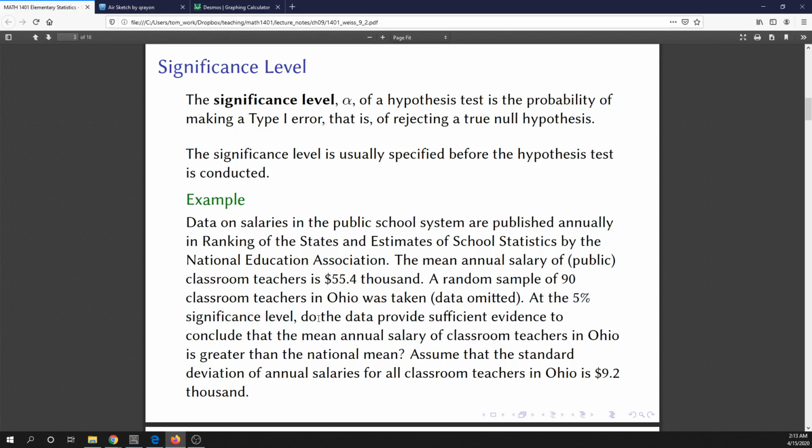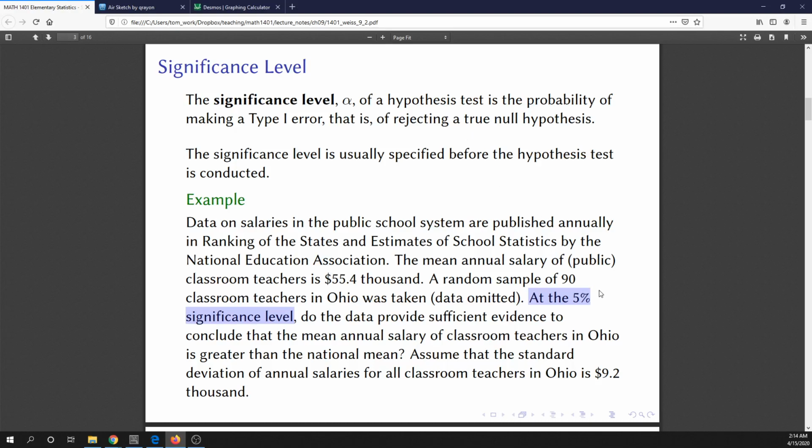Okay, and so then it goes on to ask, do the data provide sufficient evidence to conclude that the mean annual salary of a classroom teacher in Ohio is greater than the national mean? So you would get the null hypothesis, the alternative hypothesis, and decide if it is a one-tailed or two-tailed test, and then note the level of significance right here. It's 5% significance level. So again, that is the probability that when you run this test, you are going to reject a true null hypothesis, make a type 1 error. And you want that to be low. You don't want to make that type of error.